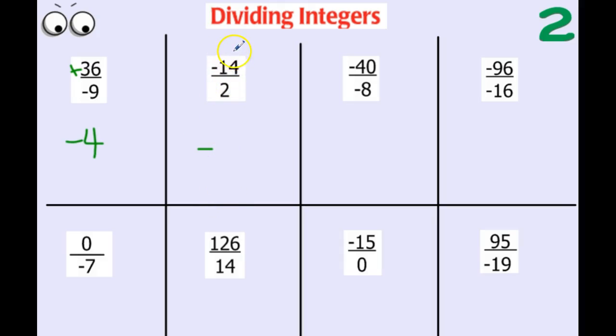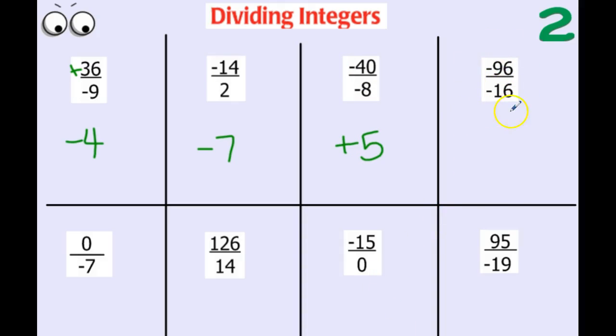14 divided by 2, or half of 14, should be 7. Moving along, 2 grumpy people, they get along. Your answer is positive. And then 40 divided by 8, or 8 times 5, is 40.